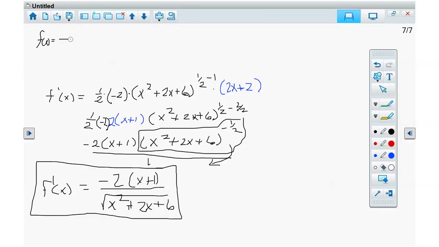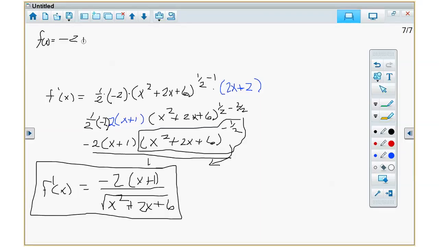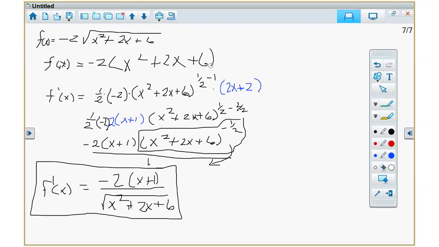Negative 2 square root of, what was it, x squared plus 6x plus 2x plus 6? And then f of x equals negative 2 times x squared plus 2x plus 6 to the 1/2 power.